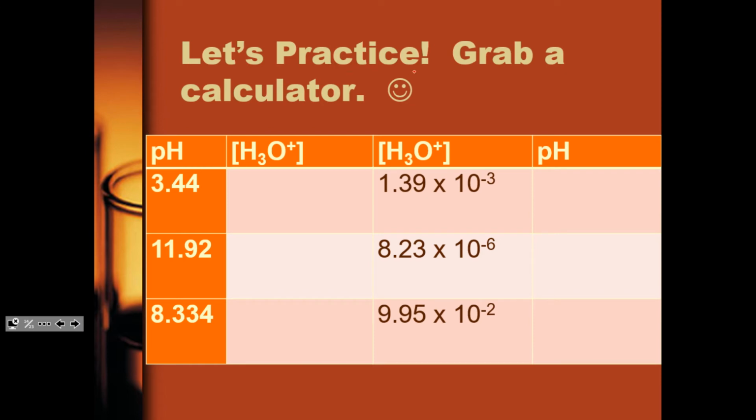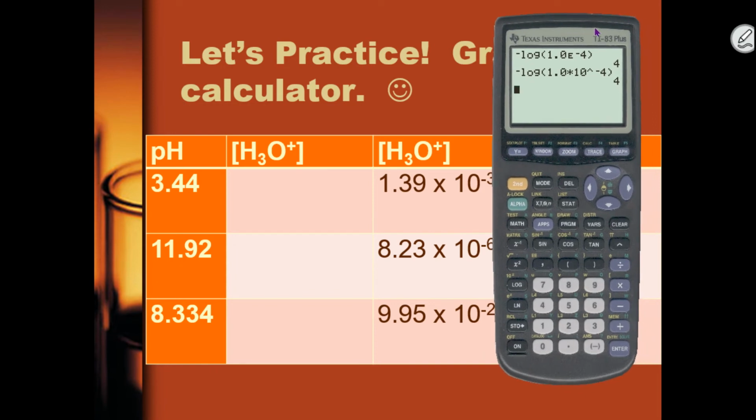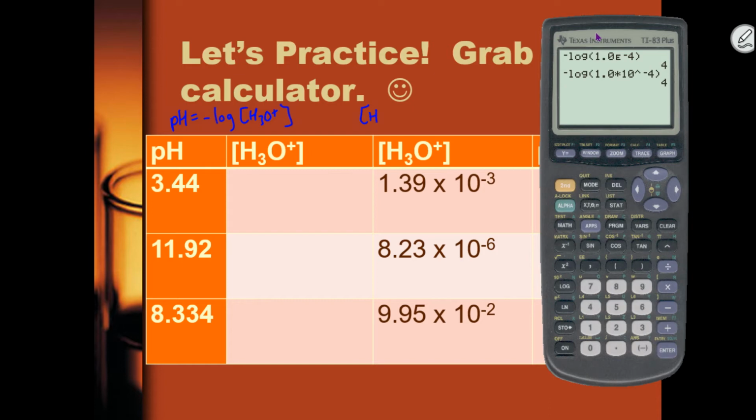Okay, so let's practice. Make sure you have a calculator here so that you can get the practice that you need. To find the H3O plus concentration, I will need to use my formula. pH equals the negative log of H3O plus. So let's do that. And then the concentration of H3O plus is equivalent to the anti-log to the negative pH.